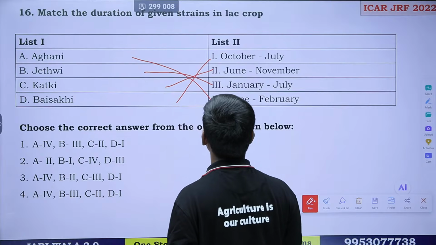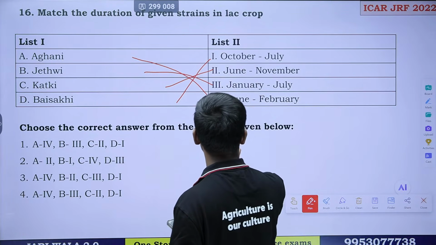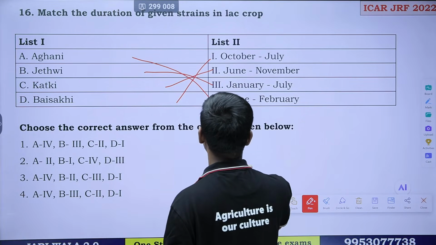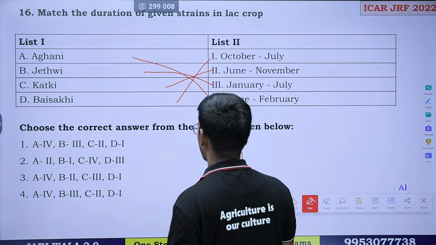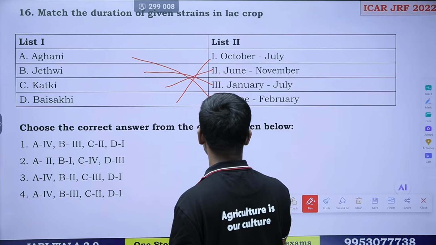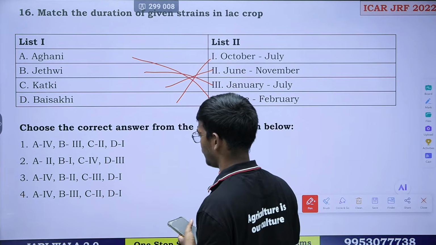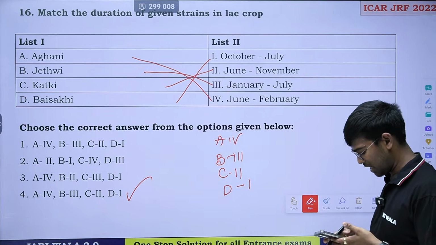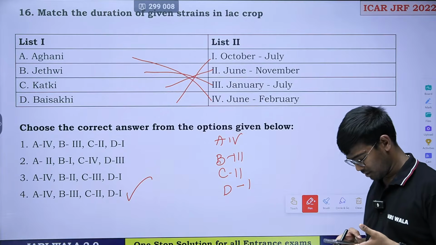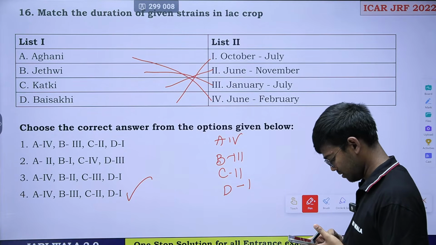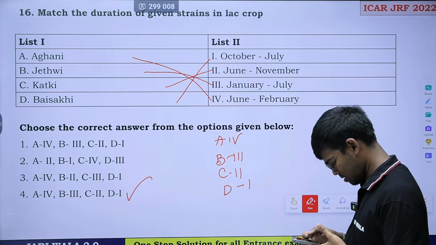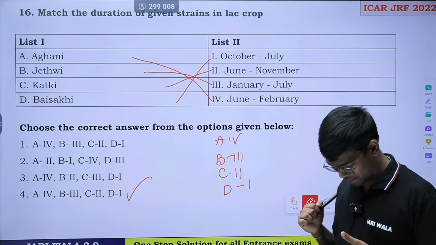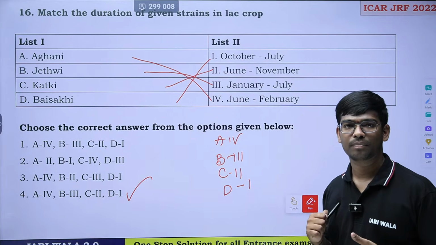So here A4, then B3, then C2, D1. A4, B3, C2, D1. Yes, 4 is the option. Anybody gave the correct answer? Many students kept 3, but it's actually 4.